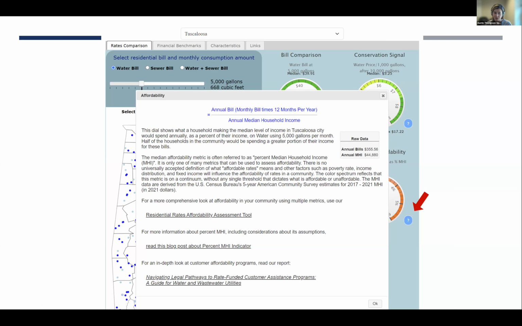So if that's something that you're interested in, you're welcome to send me an email or just navigate to the tool and try to use it. It's within Tableau, so it's relatively easy to use, but I'm always happy to do more demos if that's helpful. Additionally, we have a blog about percent MHI and some of the challenges with using it, as well as why it's been used on our dashboard. And then we have a link to a report here that talks about customer assistance programs, customer affordability programs across the United States. So if you're interested in how utilities are helping address affordability of their rates, that's a great resource. It's quite long, but it's very comprehensive, and it includes Alabama because it was national in scope.